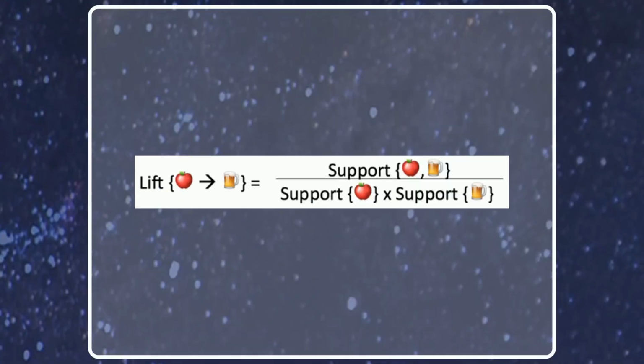But let's move on. Let's look at the lift. This is going to be calculated as such. We have the support of apples and beer divided by the support of apples times the support of beer. So this is going to be looking for a dependency between these objects by taking into consideration the probability distributions of simply beer and apple occurring. Again, we have 3 out of 8 times apple and beer are bought together, 4 out of 8 times the apples are bought, and then 6 out of 8 times beer is bought. And this ends up coming out exactly equal to 1.